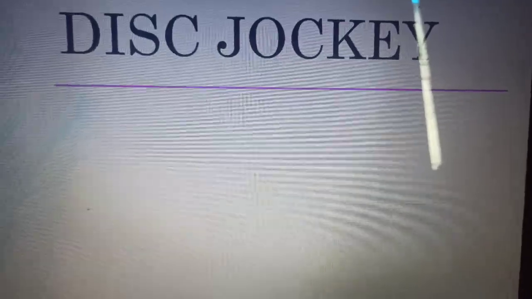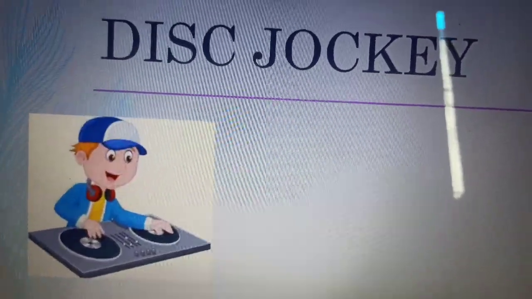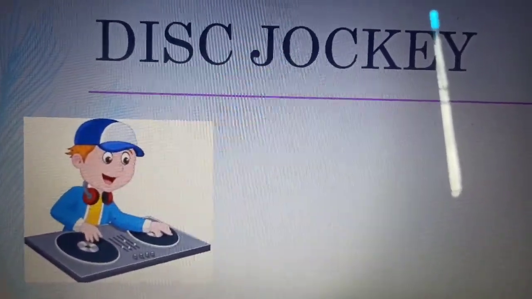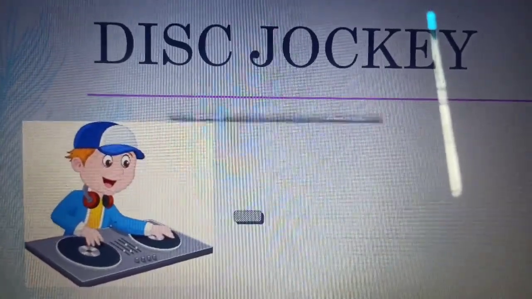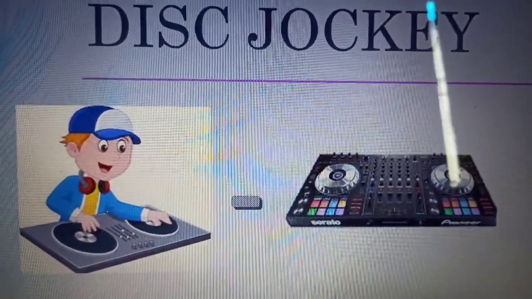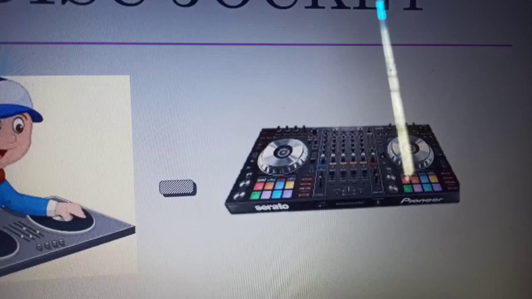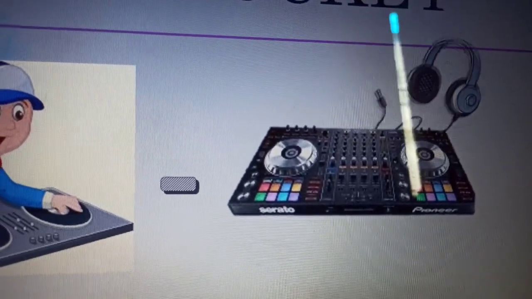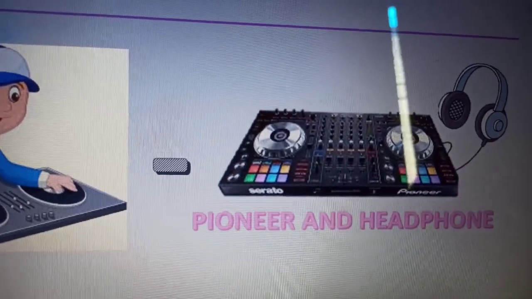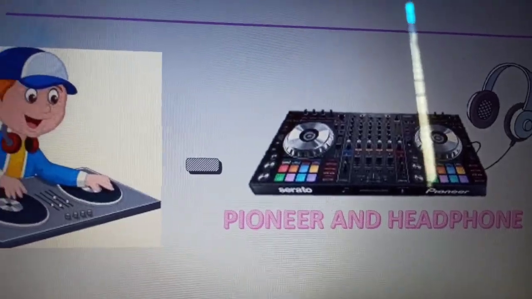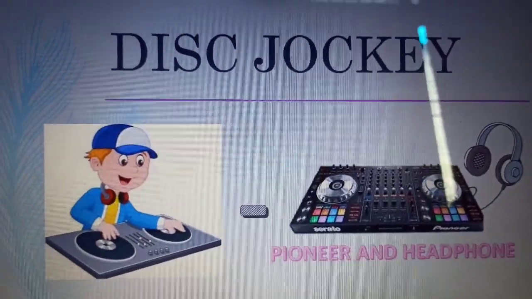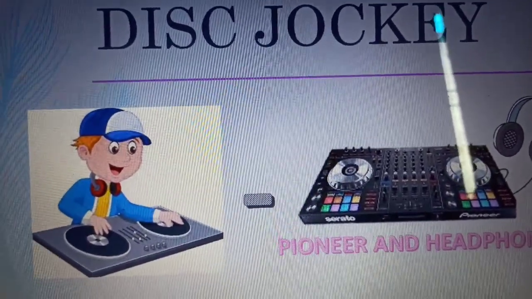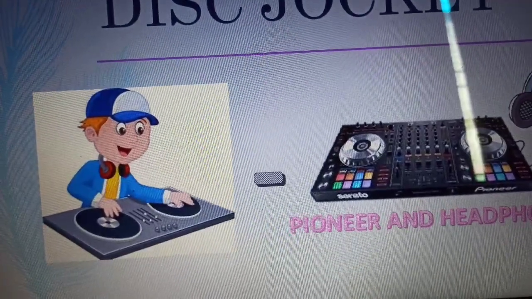And last we have disc jockey. Wow, he plays music in the parties. So what things does he require, or what things help him to work are pioneer and headphone. So children, this is today's chapter. This is chapter number 12.